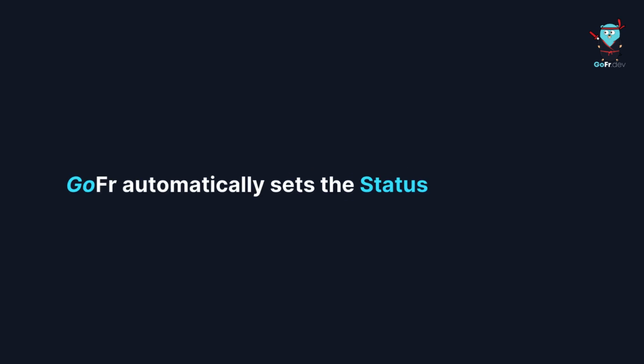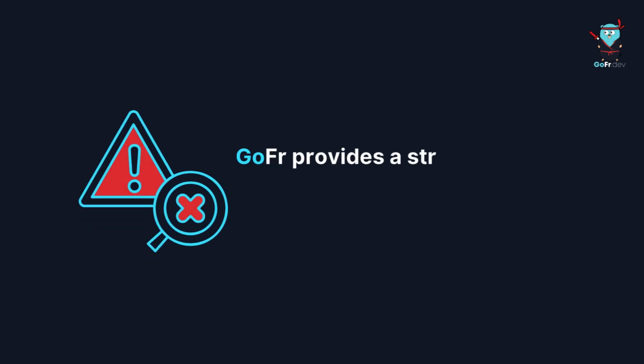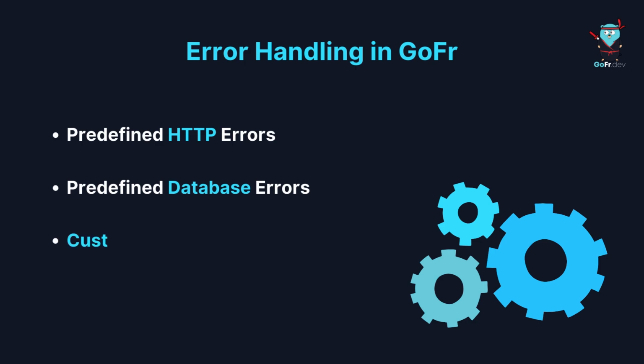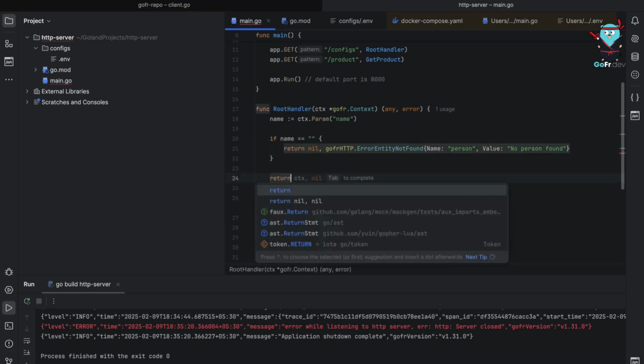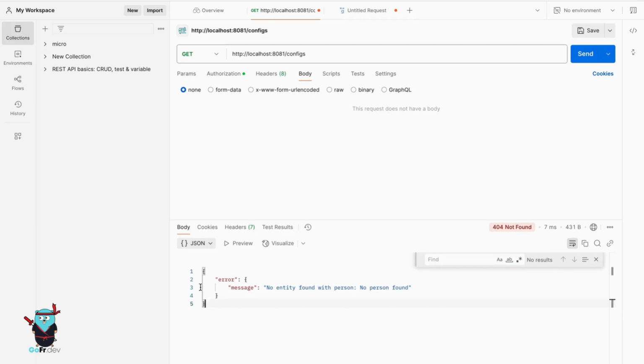We have discussed the status codes that are set in case of success, but Gophr also provides a structured error handling approach to simplify error management in your applications by including predefined HTTP and database errors as well as the ability to create your custom errors with additional context. Gophr's HTTP package offers several predefined error types to represent common HTTP error scenarios. These errors automatically handle HTTP status code selection. For example, ErrorEntityNotFound represents an error due to a not found entity. This error also sets the status code 404 automatically.